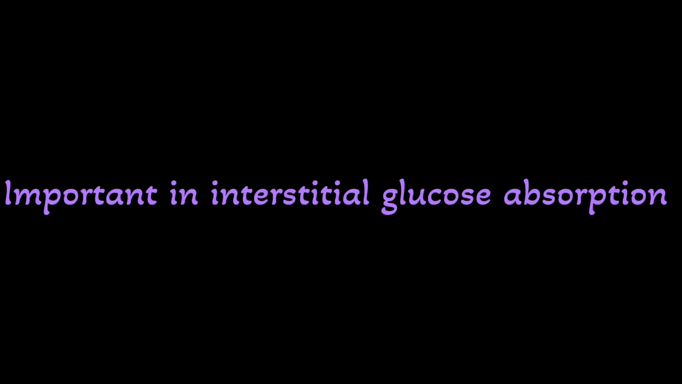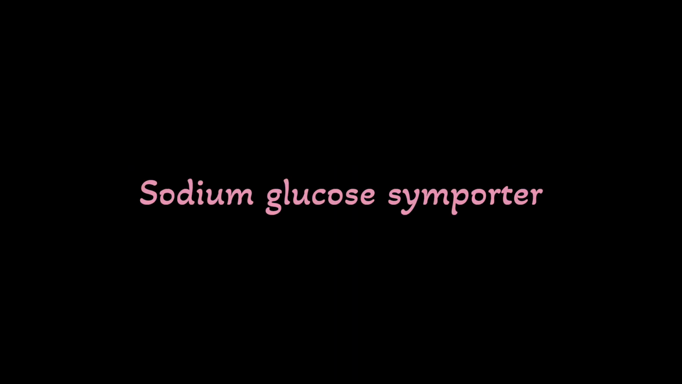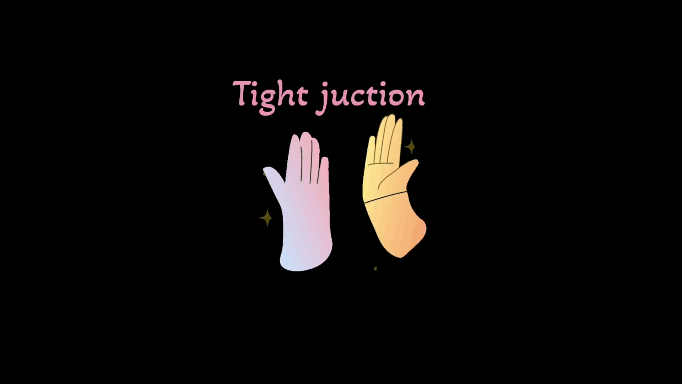So what is the role of the occluding junction, the tight junction, in intestinal glucose absorption? So we have learned that it maintains the cell polarity. They separate the apical and basolateral membrane of the epithelial cell, and this ensures the different types of transporter are correctly localized. For example, the sodium glucose symporter on the apical membrane and GLUT on the basolateral membrane. So without tight junctions, the transport proteins could mix and disrupt the directional glucose movement. It prevents the backflow of glucose.